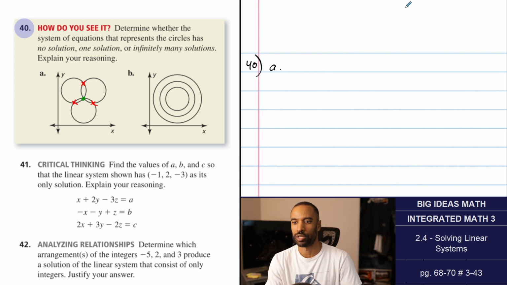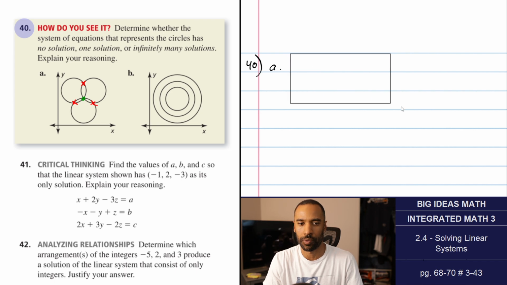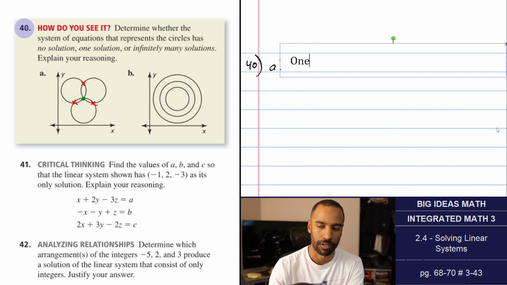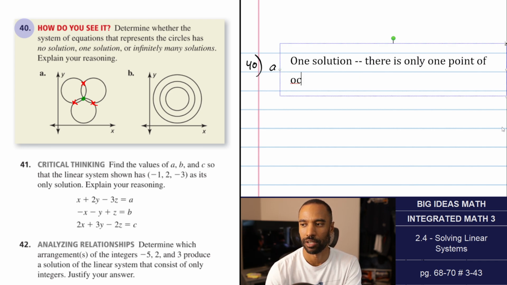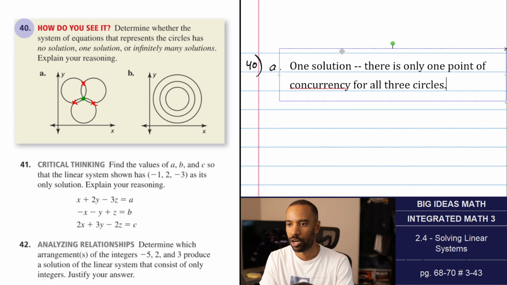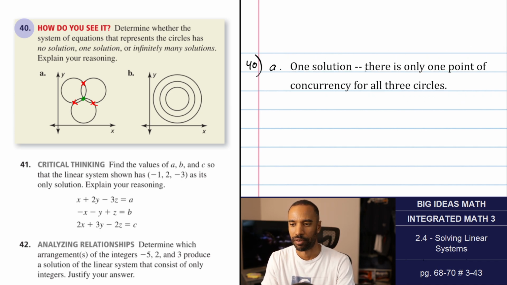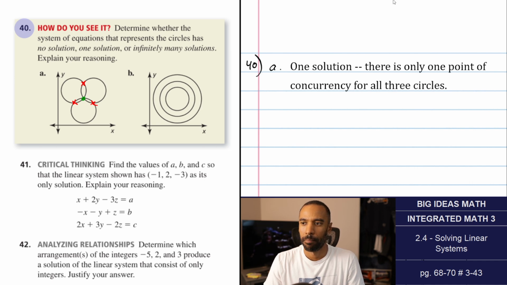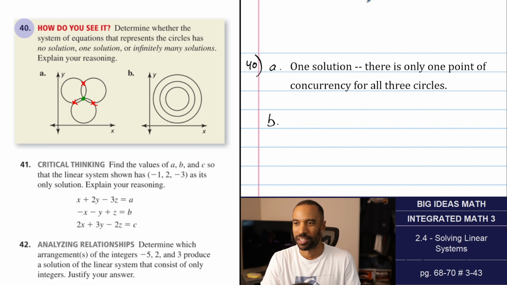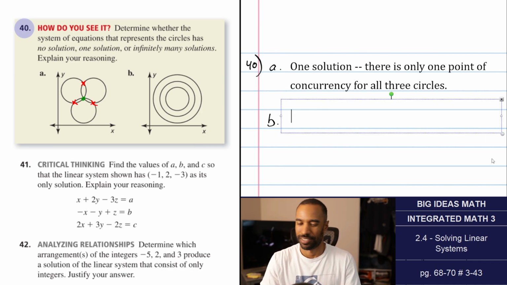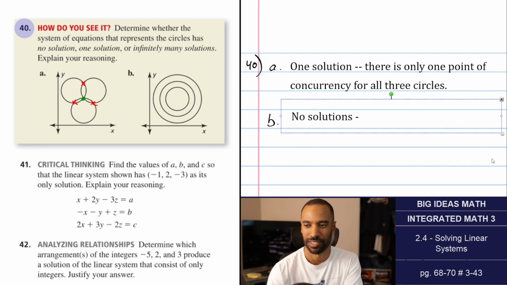A has one solution for all 3 circles. It's because they all intersect together. One solution. There is only one point of concurrency for all 3 circles. Concurrency. Is that not spelled right? Whatever. B. No solutions. The circles don't intersect. No solutions. The circles don't intersect anywhere.